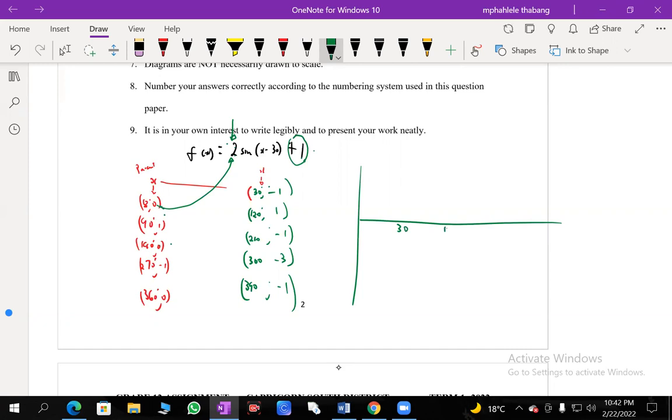30, 120, 210, and then 300, 390. So x is 30, y is negative 1. x is 120, y is 1. x is 210, y is negative 1. x is 300, y is negative 3. x is 390, y is negative 1. This is the graph.